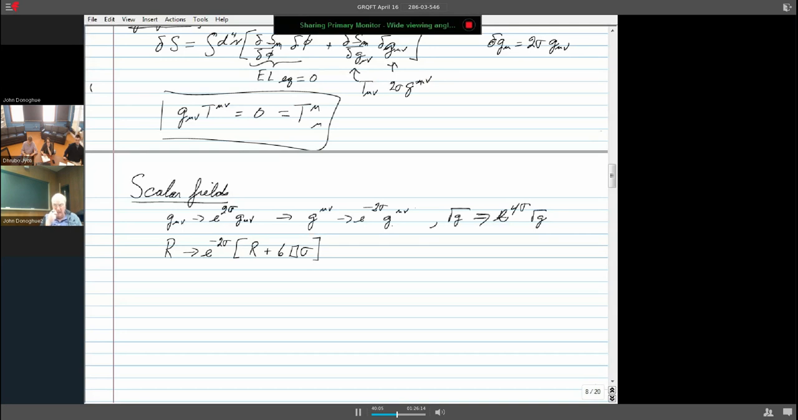If you then carry through what these transformations do, I know what the connection does, but let me just write down the curvature. The curvature goes to e^(-2σ) times the curvature itself plus 6 box of sigma, sorry.